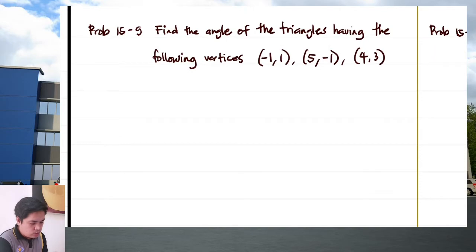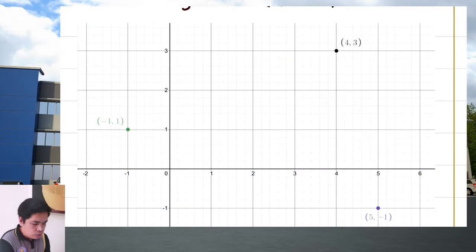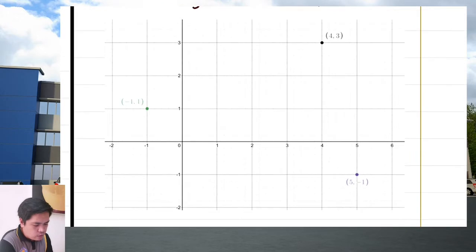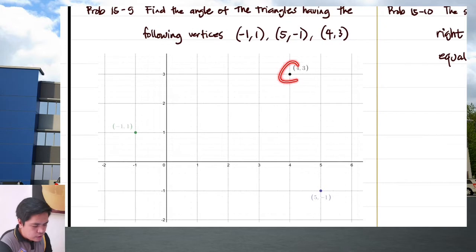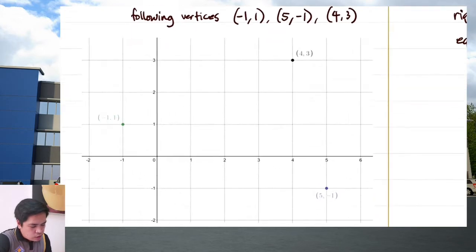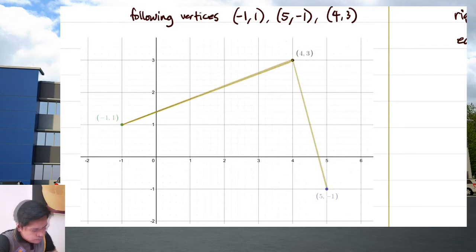So, para mas okay yung presentation, I'll just use Desmos. Using a graphing tool, this is now the graph or the location of the points. What we need to get, if these are vertices of a triangle, are the interior angles. This is not specified, but I think that's what we need to compute. So, let me first connect these points.